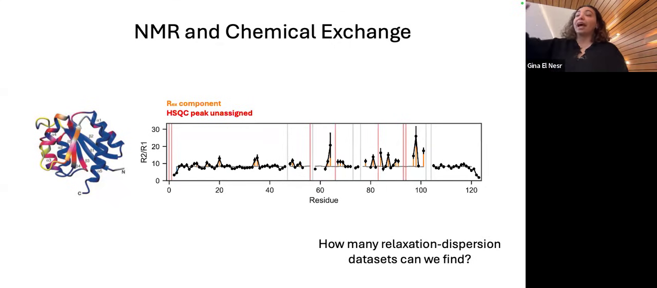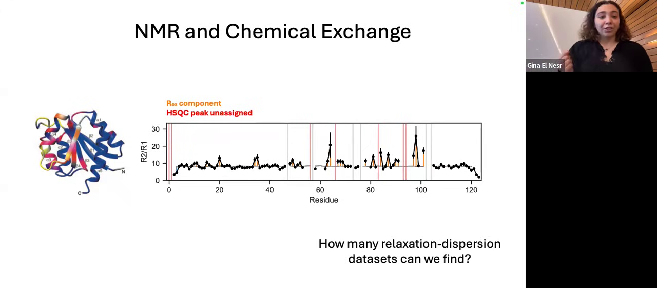And so where there's something elevated, we typically denote that in these little spectra as orange. And if they couldn't assign the peak, we'll denote it as red. And they'll get this data, and then they'll go and say, what does that residue do for that function?